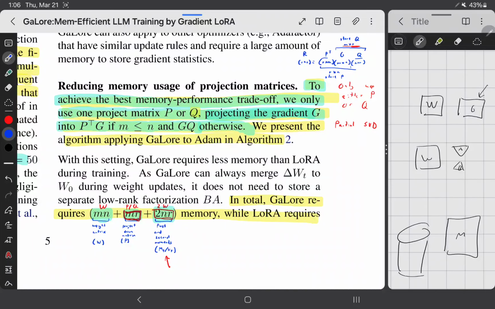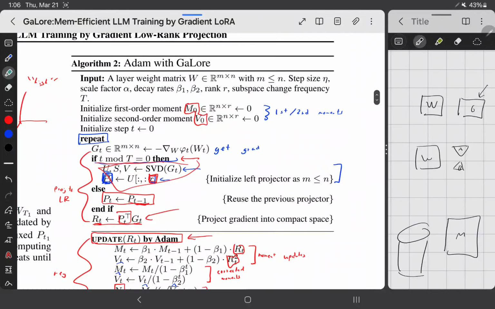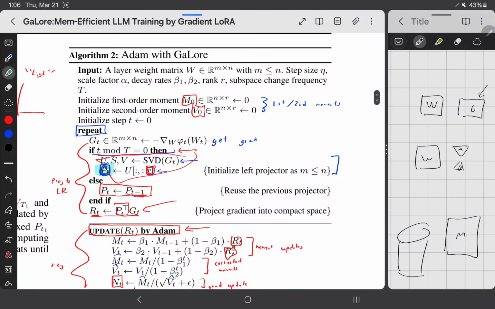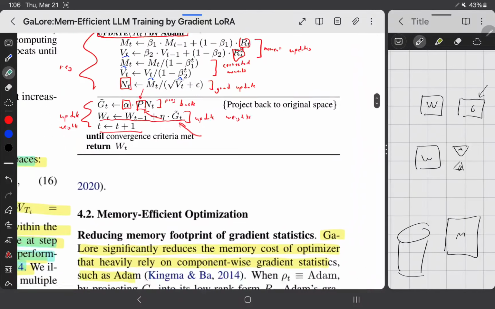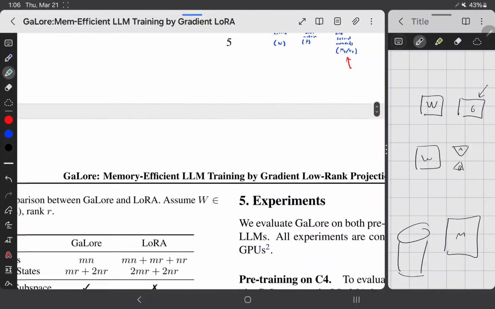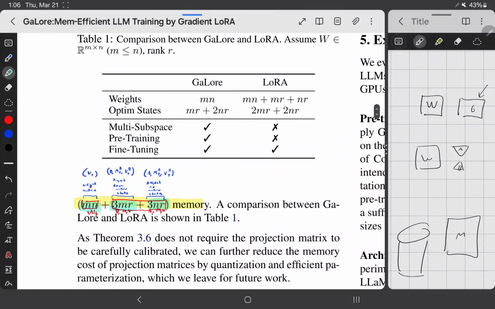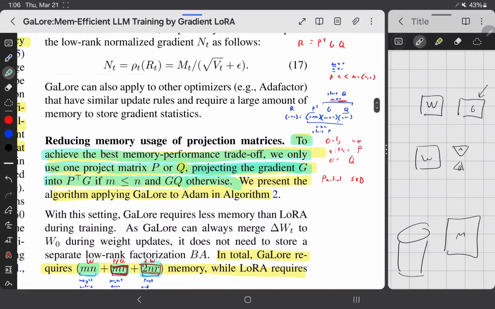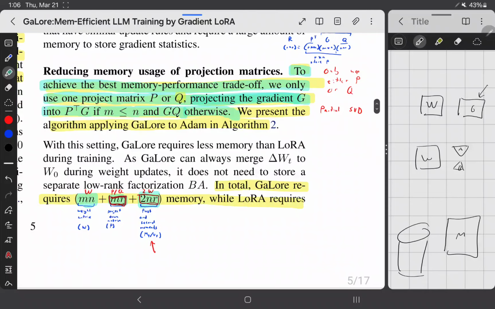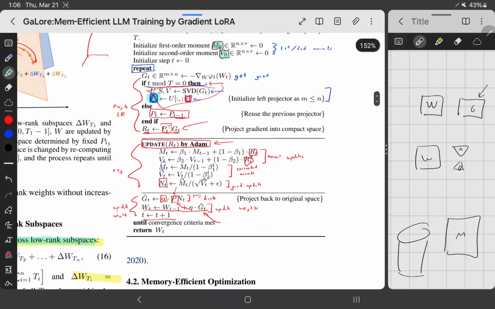They mention that they only use one, and that's what you're storing here, your P. So you only have three things that you're storing: M, V, and P, and this is for Adam, the usual optimizer you're going to use. Unlike LoRA, which has to store a lot more, and it can't even really train that well. It's not really mathematically as sound as this. So yeah, that's the algorithm.